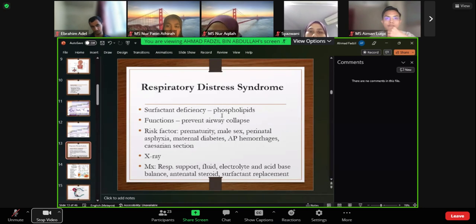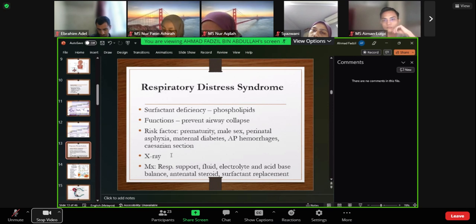As you can see from the slide earlier, surfactant starts to be detected in the alveoli at about 26 weeks. Surfactant is a phospholipid whose function is to prevent the airway from collapsing. The risks of surfactant deficiency are prematurity, male sex, perinatal asphyxia, maternal diabetes, antepartum hemorrhage, and caesarean section.